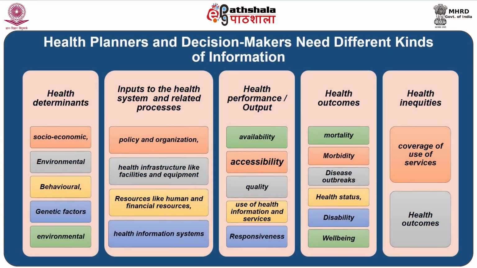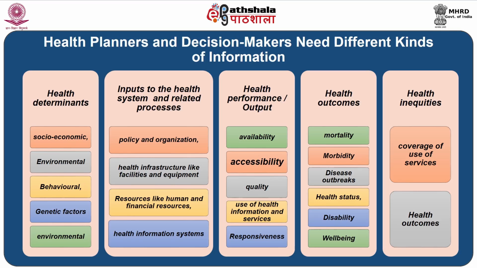Health planners and decision makers need different kinds of information. Now let us look at the different kinds of information they require. Information about health determinants, which means socio-economic, environmental, behavioral, and genetic factors, as well as the contextual environmental factors within which the health system exists. Information about the inputs to the health system and related processes, including the policy and organization, the health infrastructure, facilities and equipments, costs, human and financial resources.